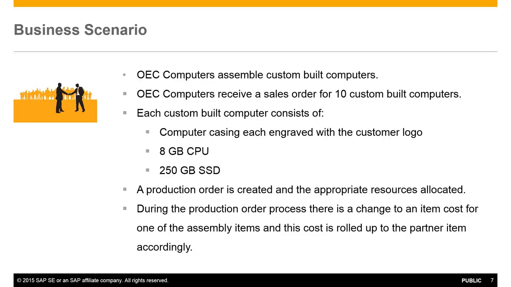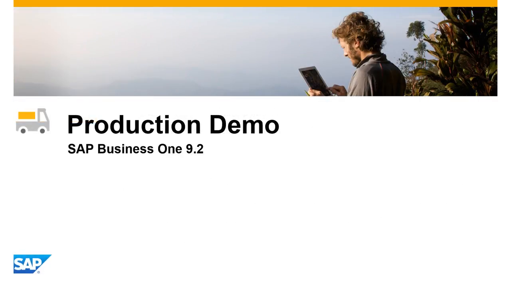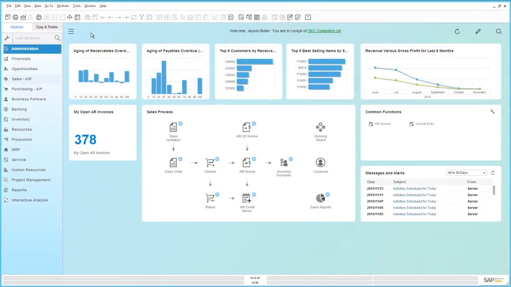During the production order process, there is a change to an item cost for one of the assembly items, and this cost is rolled up to the parent item accordingly. Let's now see how this is executed in SAP Business One Release 9.2. We are now logged into SAP Business One Release 9.2. And firstly, we're going to create a sales order for customer Microchips, who have just ordered 10 custom-built computers.